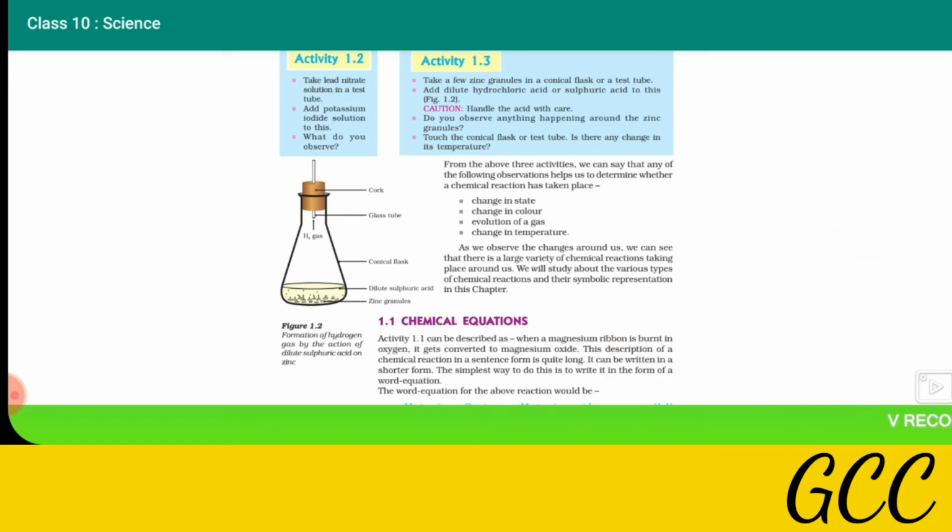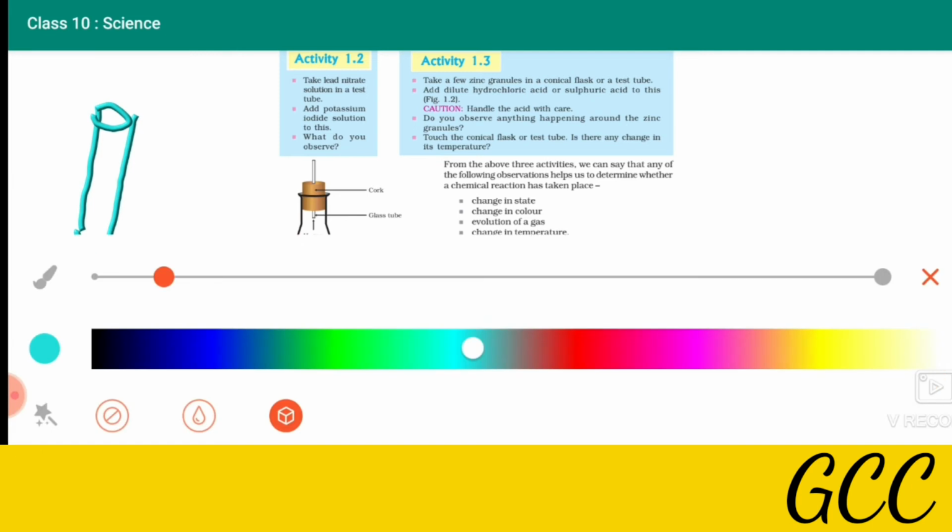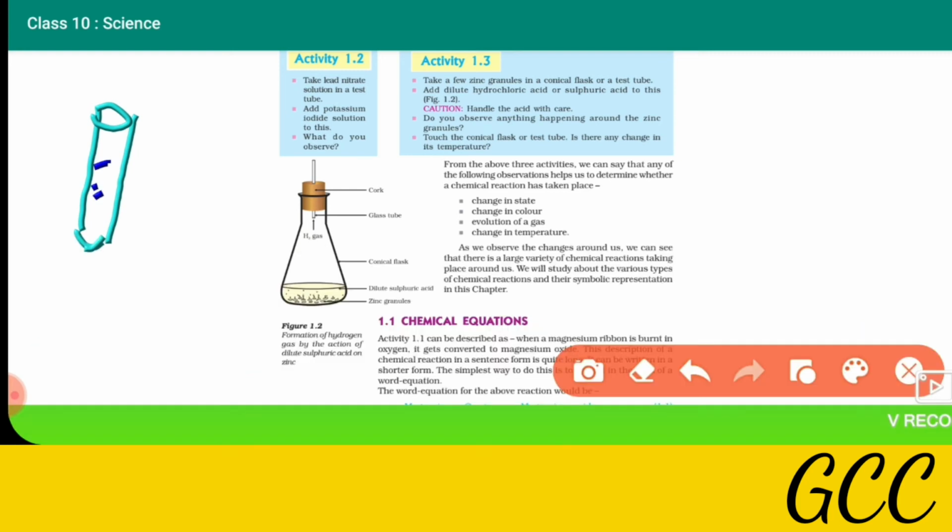Okay, now we will seriously do the activity. What is going to happen over there? They are saying take lead nitrate solution in a test tube. Okay, students, now you see, all of you, please. I am taking one test tube. In this test tube there is a lead nitrate solution. And add a potassium iodide solution to this.